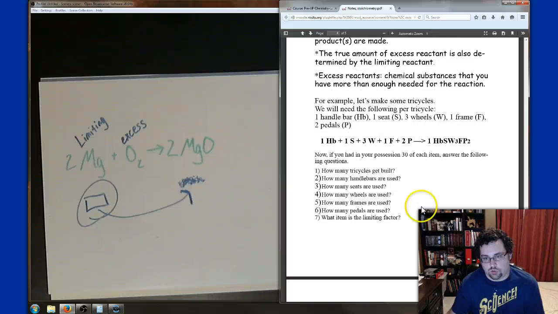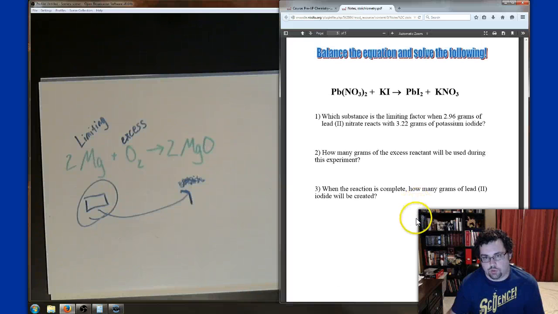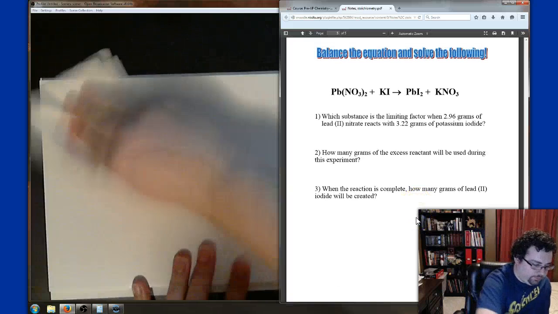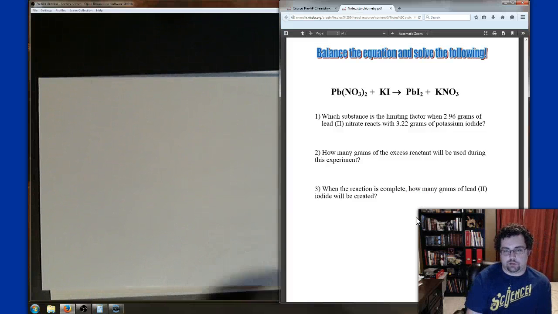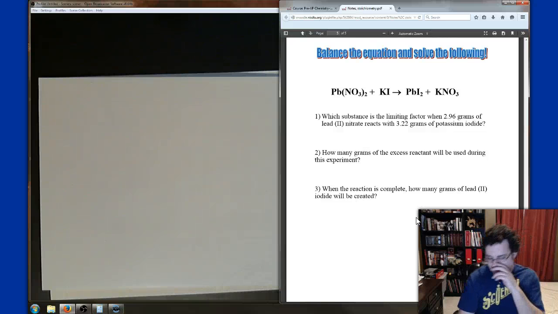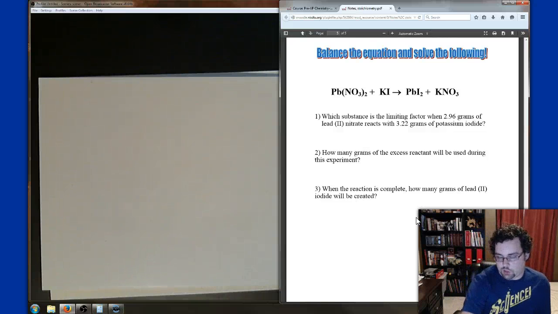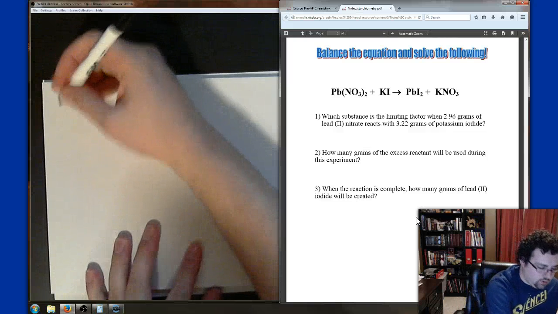Okay, so let's do a chemistry example to figure this out. Okay, so I've got a chemical equation: Pb(NO3)2 plus KI results in PbI2 plus KNO3. Alright, so I'm going to write that out on the top.